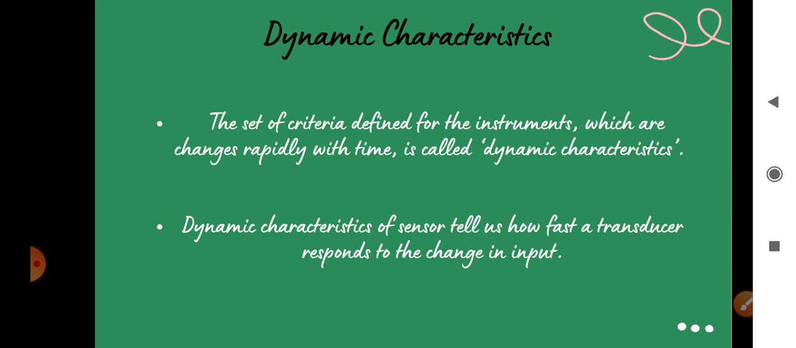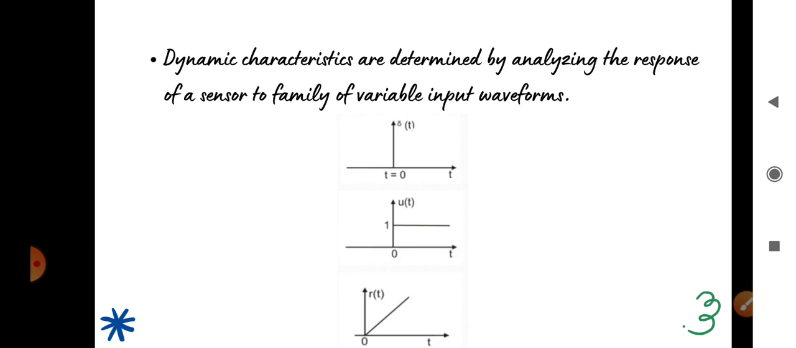Now dynamic characteristics. It is the set of criteria defined for an instrument whose quantity changes rapidly with time. Static is measuring the constant, and dynamic is when it changes rapidly with time. These characteristics of the sensor tell us how fast the transducer responds to change in the input. Dynamic characteristics are determined by analyzing the response of the sensor to a family of variable input waveforms, for example step input and impulse input. There is a diagram where we can see step input and impulse input waveforms.